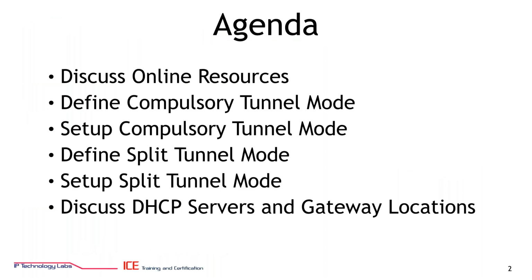So we're going to talk a little bit about online resources that are available. We'll define the compulsory tunnel mode and walk through the setup of a compulsory tunnel mode. We'll define the split tunnel mode, and then we will walk through the setup of a split tunnel mode application. And then we're going to discuss the locations of the DHCP servers and gateways within a network and how that affects the tunnel operation.